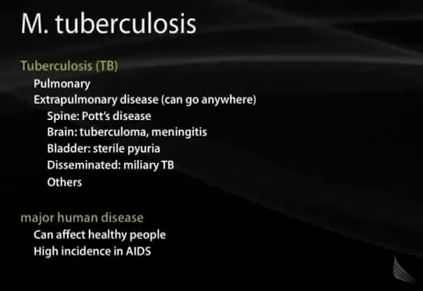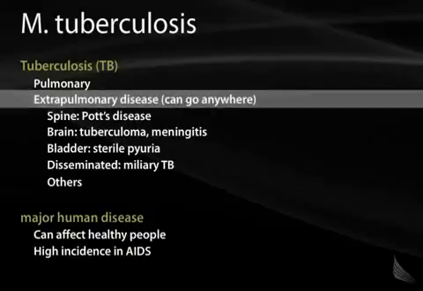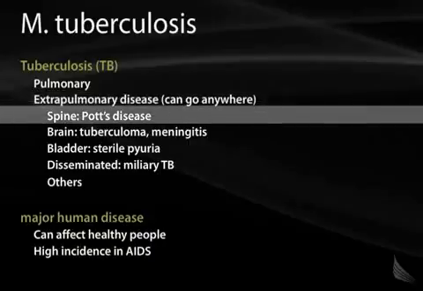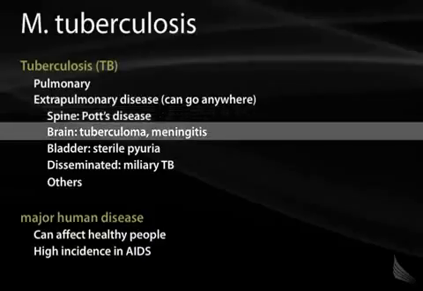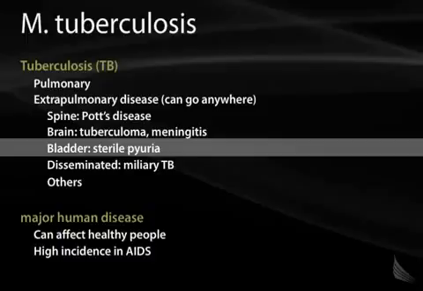Mycobacterium tuberculosis is a frequent cause of pneumonia and can also cause extrapulmonary disease. It's a chronic disease that has a high disease burden in the third world countries. In addition to extrapulmonary disease, you can find it in the spine, which is called Pott's disease. In the brain, it can cause tuberculomas or meningitis. You can get a sterile pyuria from bladder infection.